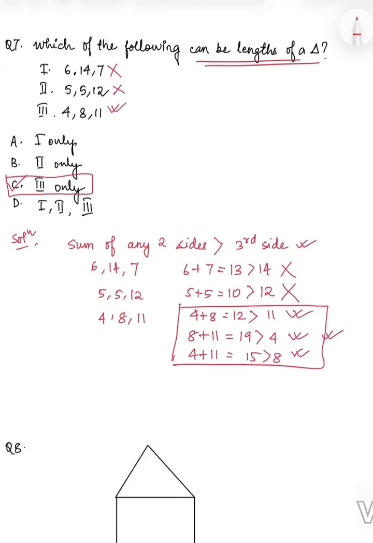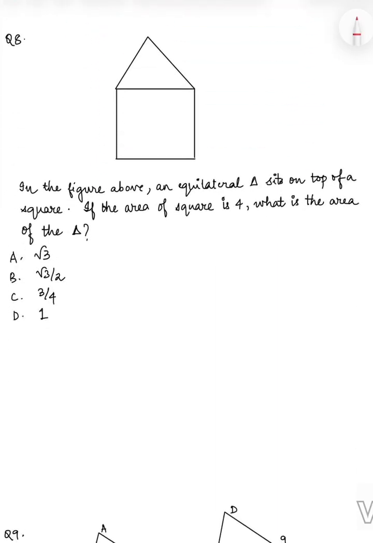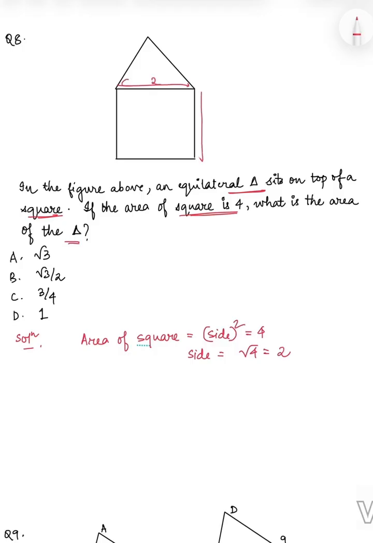Okay. Now question 8. Here it is given that an equilateral triangle is sitting on top of a square. Now the area of the square is 4. So what is the area of the triangle? This is a very interesting question. Area of square is what? It is side square, right? So that is 4. So any side is basically root 4. So that is 2. So we know that this side is 2. This is 2. This is 2.